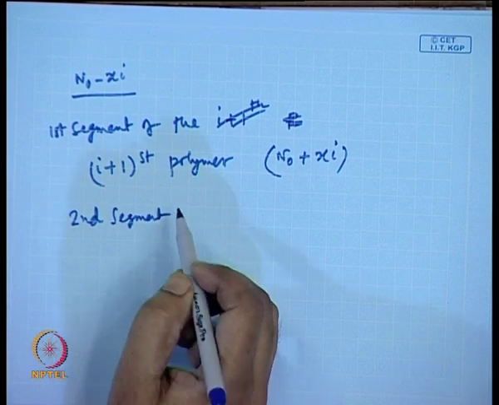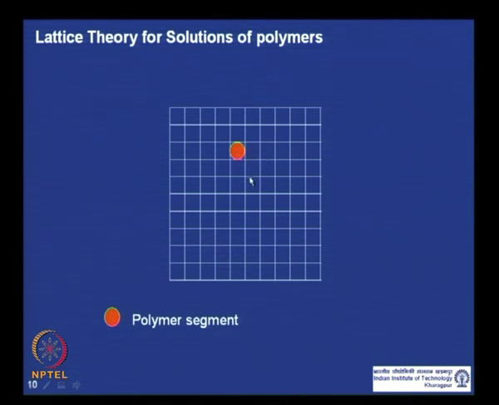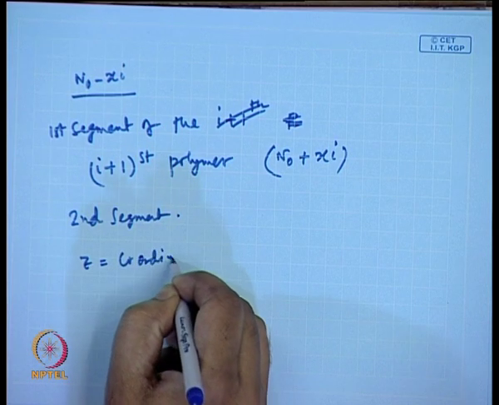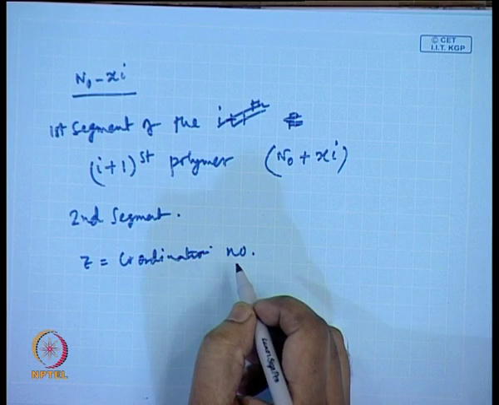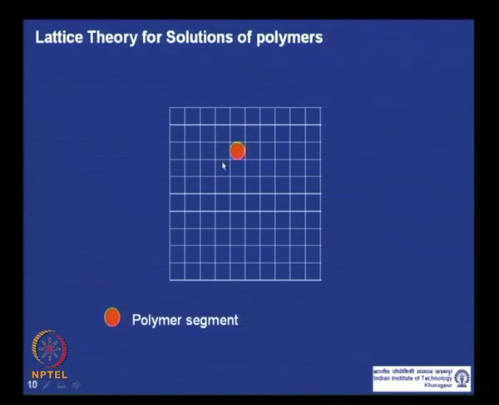What about the second segment? If I want to add another segment, where does it have to stay? Of course, unlike small molecules, where the molecules are apart from each other, for polymers the segments have to be tied up because the segments are joined to each other. So, they can be placed in any of these first neighbors. Okay. So, if Z is the coordination number, which is the number of cells present in the first neighbor shell, you can add in any of these cells.